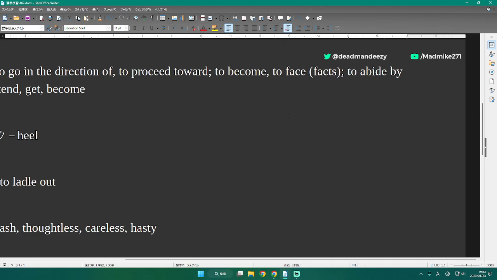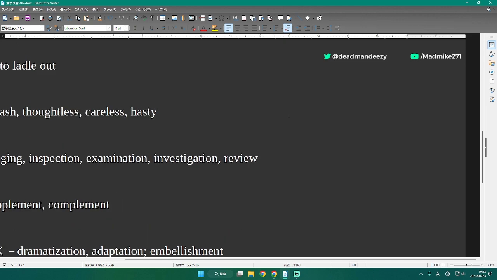A heel is a kakato, with a radical for a foot or a leg on the left side, and weight on the right side. Kakato, kani sho, is a heel. To ladle out or scoop out is suku. Suku is to scoop or ladle out something, transitively.